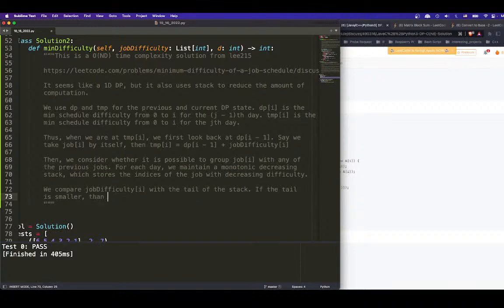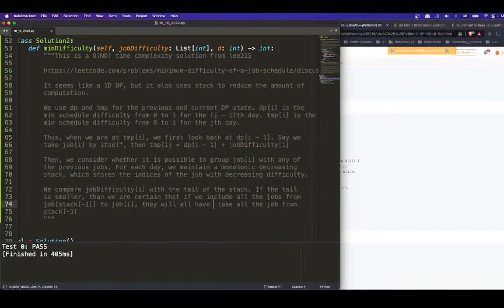then we are certain that if we take all the jobs from stack minus 1, if we include job I, if we include all the jobs from job stack minus 1 to job I, they will all have the same difficulty as job I. Thus, we update. They will have the same job difficulty, so we update.